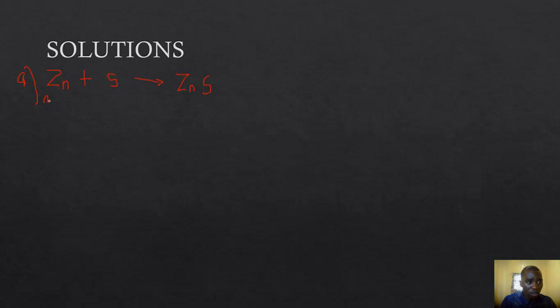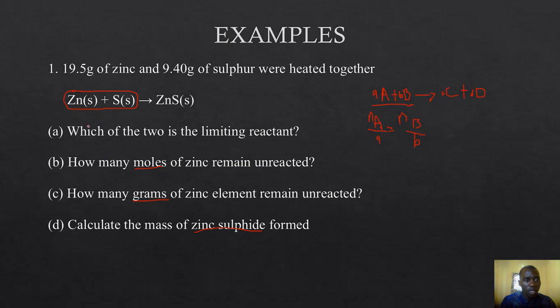Alright, so now if we are to check here, we can express this in terms of mole ratios. So we are saying number of moles of zinc over 1 is equal to number of moles of sulfur over 1. Alright, now remember from lesson 1, we said number of moles is given by the formula mass over molar mass. Now remember, from the equation here, we've been given zinc. So using your periodic table, we can use our periodic tables just to confirm.